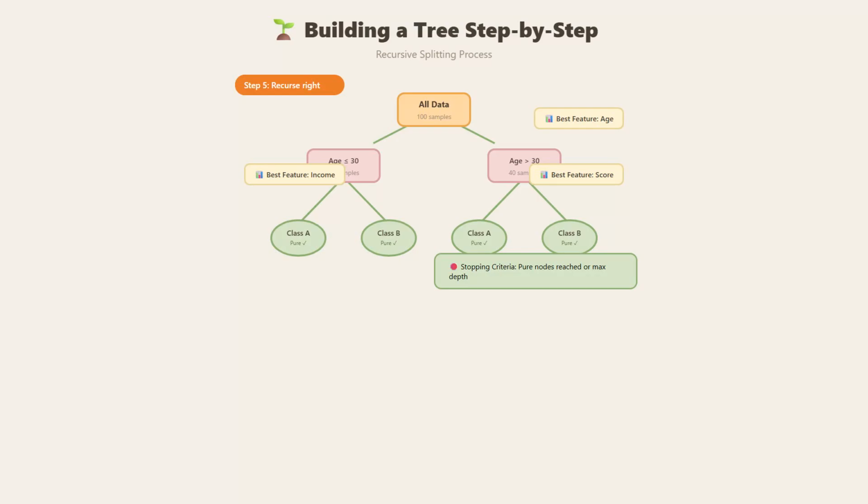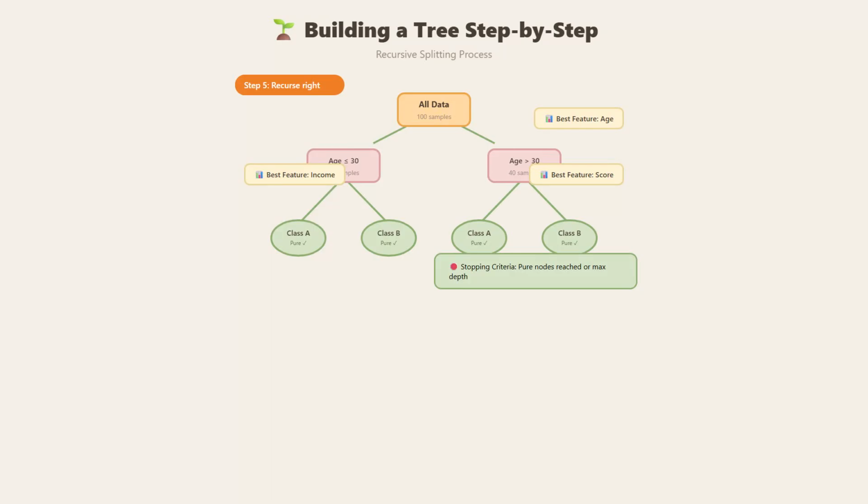Step 3 is creating child nodes. The data flows down the branches based on whether each sample satisfies the split condition. Samples with age less than or equal to 30 go left, containing 60 samples. Samples with age greater than 30 go right, containing 40 samples.